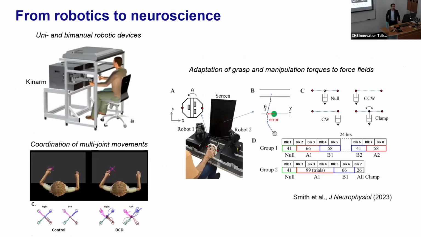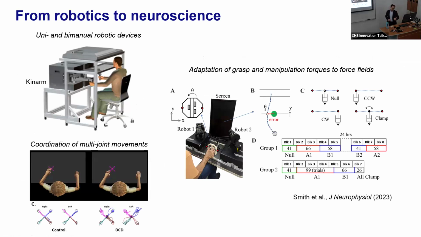So from robotics to neuroscience, these are some examples. The list is too long to put in one slide, but here are just some examples of how neuroscientists are using robotic devices to interrogate the nervous system. This device is called KinArm. We have a couple of these in the lab. You grasp the handles, you can move bimanually or unimanually against the force field.